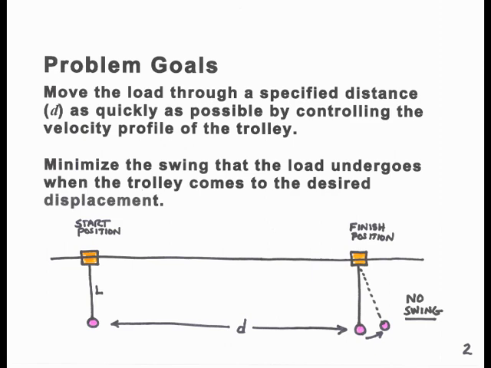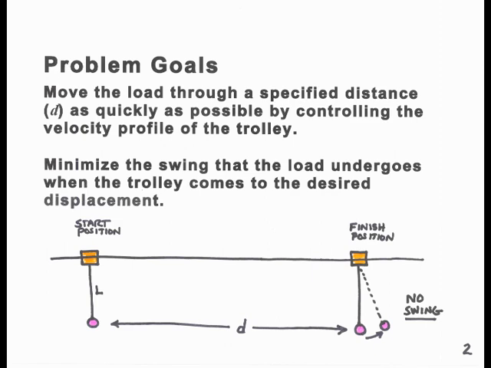Here is the version of the problem that we'll treat, and our goals as we solve the problem. We have a trolley which starts at the start position and will move through a distance of d to its final position. Suspended below the trolley is the load. The length of the line between the trolley and the load is designated L. We'd like to move it as quickly as possible from the start position to the finish position, and at the end have the smallest possible swing or no swing for the load. Our means to achieve this is to tailor the velocity profile of the trolley.